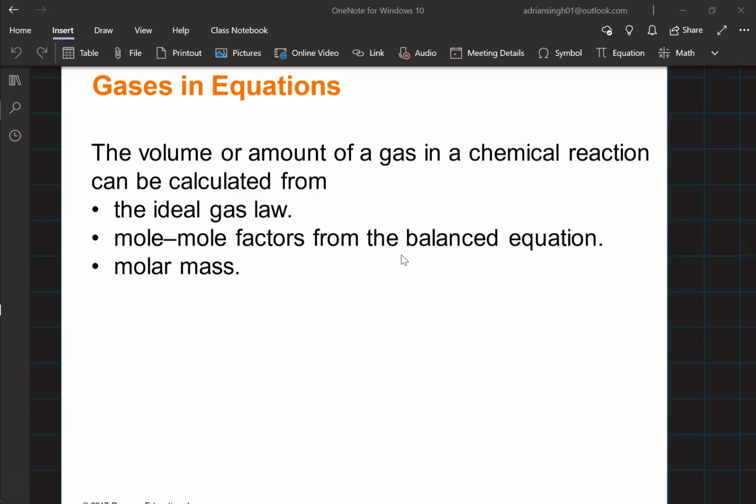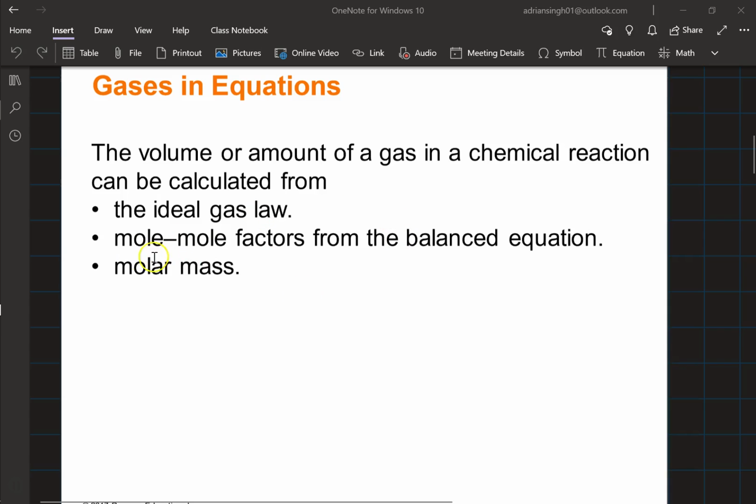All right, so now we're going to take a look at how we can apply what we've learned about gases to chemical equations. As we've seen before, the most important thing in a chemical equation is the fact that it's balanced. And we can use that balanced equation to determine the amount of any reactant or product by using those coefficients, which are your mole to mole ratios.